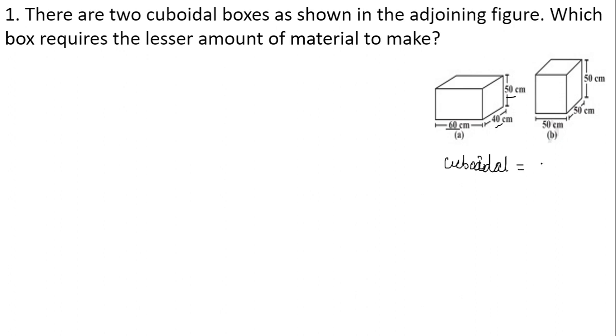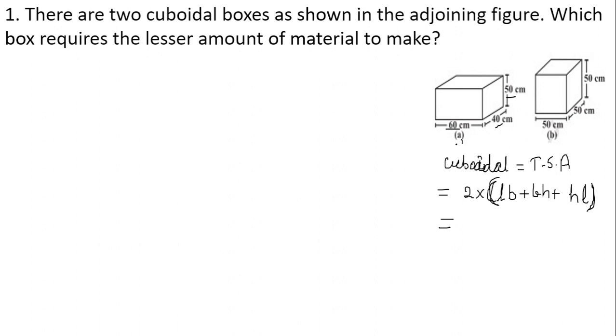For the cuboidal shape, the total surface area, I'll write it as TSA. The total surface area's formula is 2 into (length into breadth plus breadth into height plus height into length). This is the bracket. What is the formula for the total surface area of a cuboidal shape? 2 into (LB plus BH plus HL). And what is length, breadth and height? You know this, guys, now from the figure, you just have to put the values in this given formula.